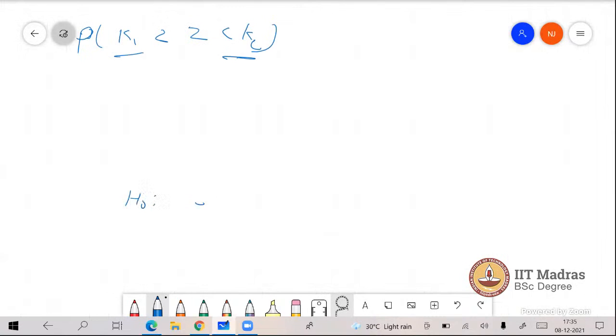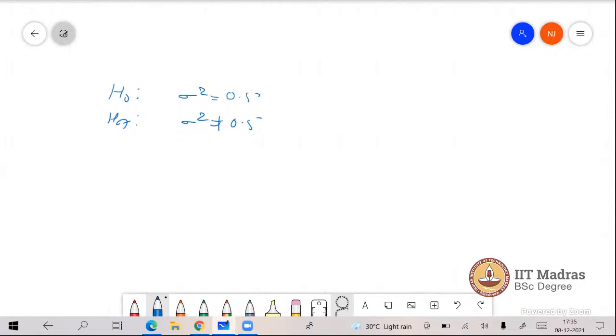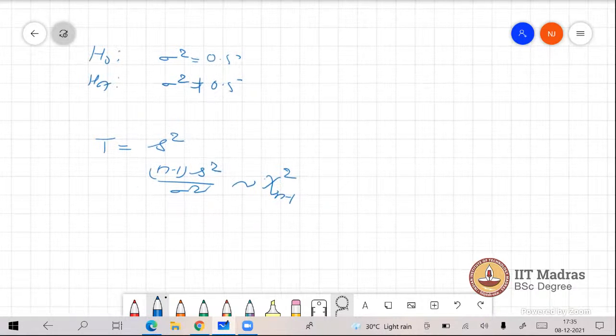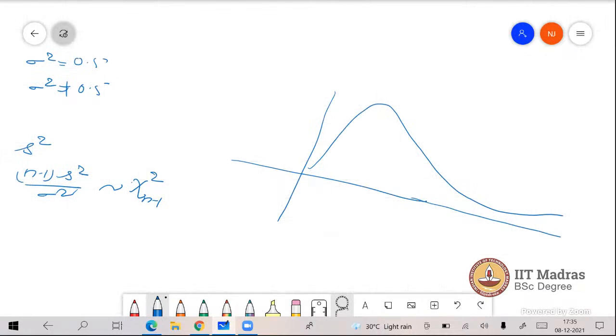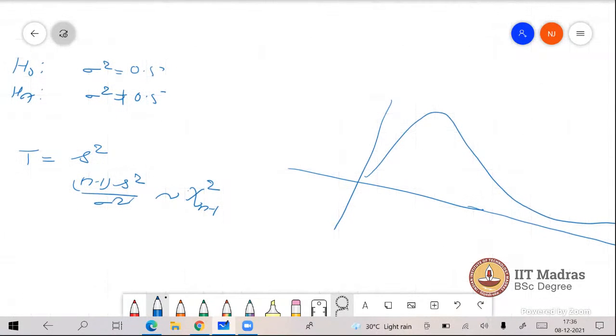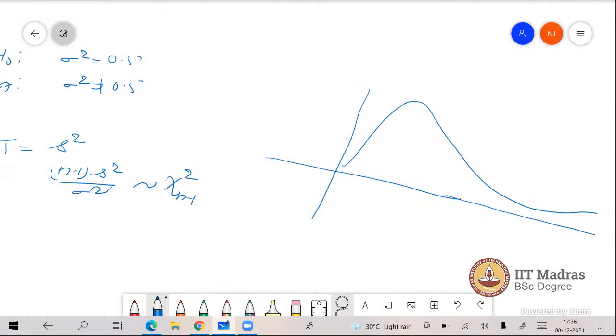So your null is sigma square equal to 0.5, and the alternative is sigma square not equal to 0.5, right? Your test statistic is S square, and I know that (n minus 1) S square upon sigma square has a chi-square distribution with n minus 1 degrees of freedom. Chi-square looks something like that, with the peak depending upon n. So F and chi-square are similar in shape? Somewhat similar, exactly.